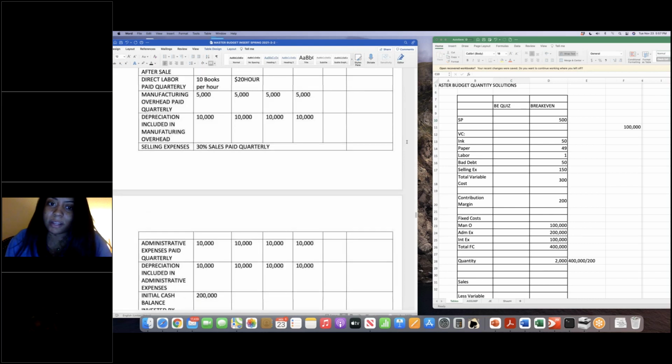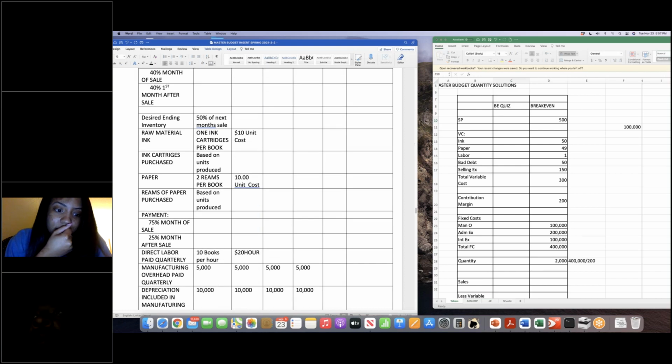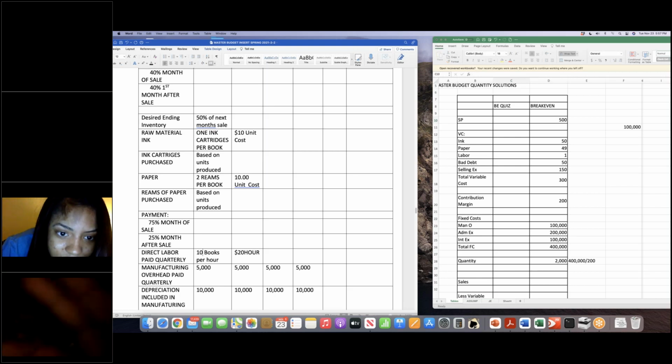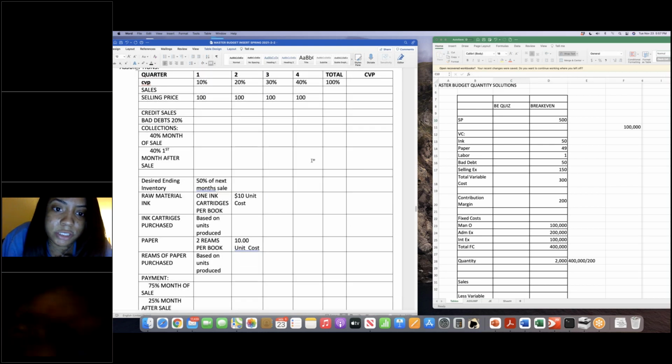So raw material is $10 per unit, and you need 1. And then the paper is 20 because it's 10 per unit, but two reams per book. Labor is 2, right? Yeah. And then the bad debt is the 10%. Wait, was it 20%? I forgot. Bad debt's 20%. I got 80 for that. That's 20% of 400. Did y'all get that?